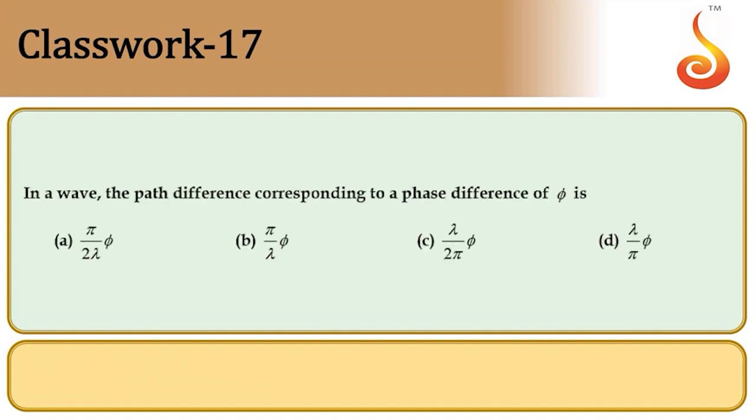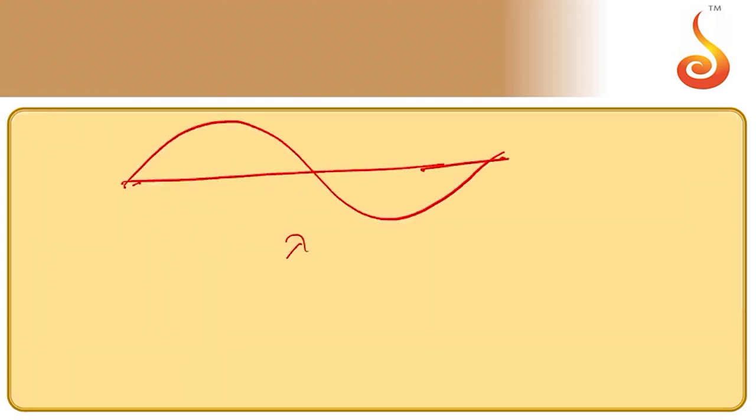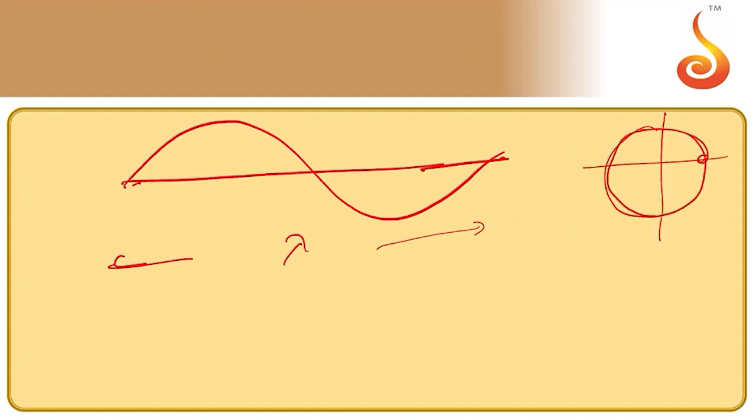Next one. In a wave, the path difference corresponding to a phase difference of phi is. Suppose I consider a wave represented like this. This corresponds to one wavelength. And this also corresponds to the projection of the circle, or say one complete oscillation or one complete circular journey. The angle covered is 2 pi. The angle covered is 2 pi.